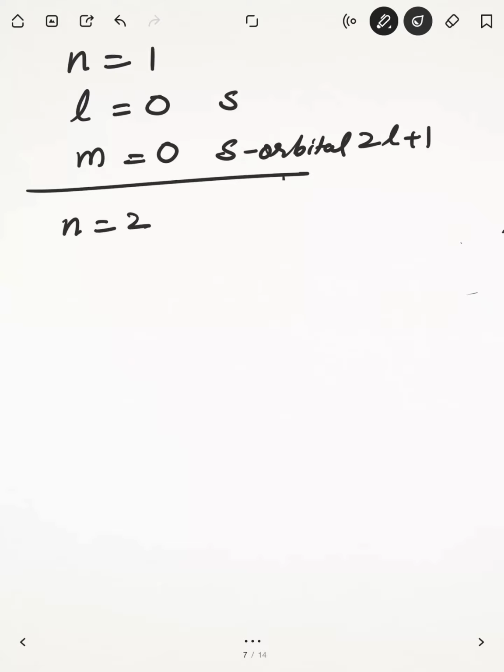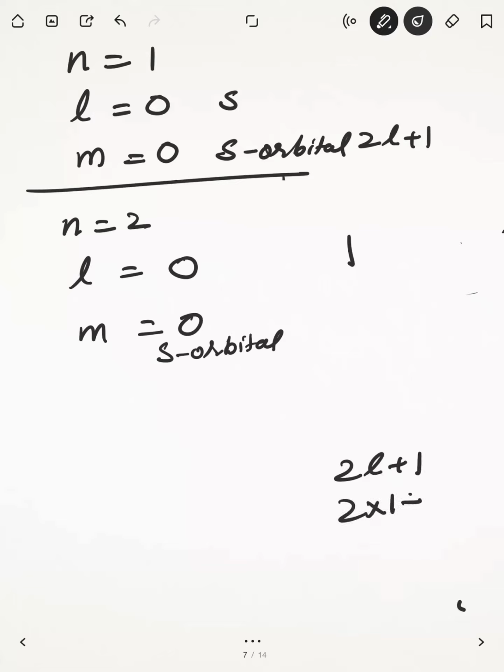Now when n is equal to 2, L can have how many values? 2 values, that is 0 and 1. When L is equal to 0, that is S subshell. Just now we have seen at that time M is equal to 0, that is S orbital. But when L is equal to 1, M can have how many values? That is 2L plus 1, that is 2 into 1 plus 1, that is 3 values. What are these 3 values? That is ranging from minus L through 0 to plus L. L is 1, minus 1 through 0 to plus 1. So this orbital, this orbital, this orbital. About this we will discuss tomorrow. Thank you.